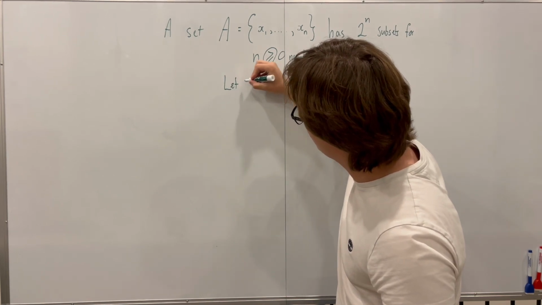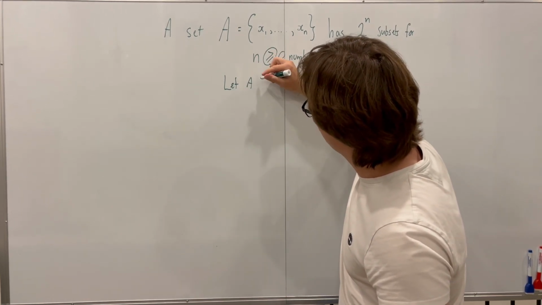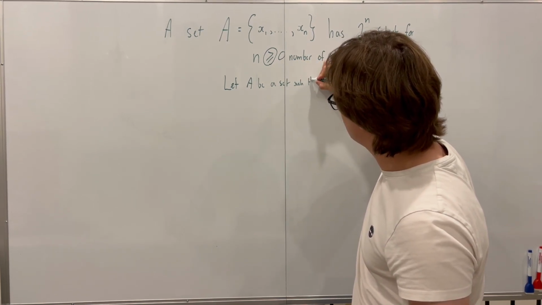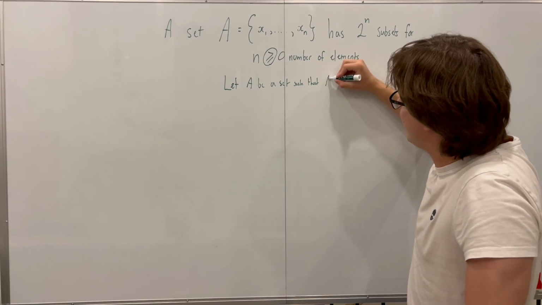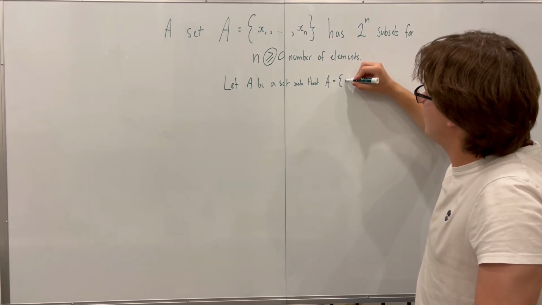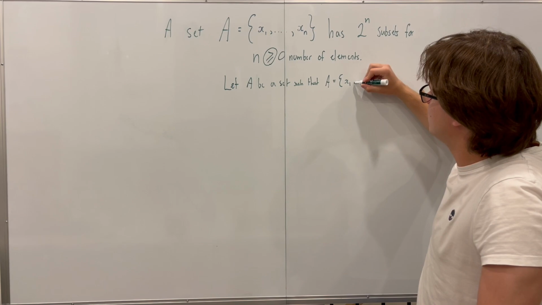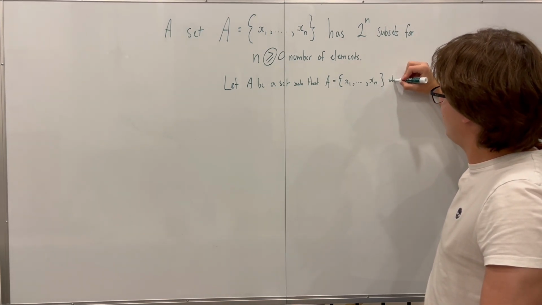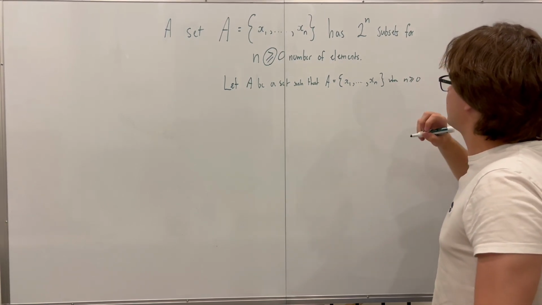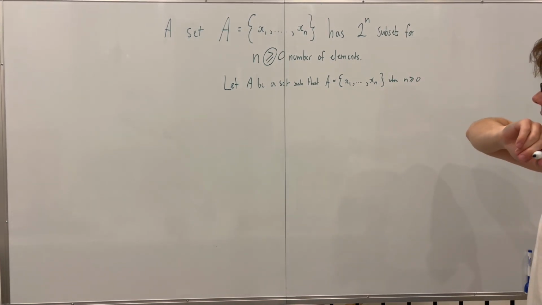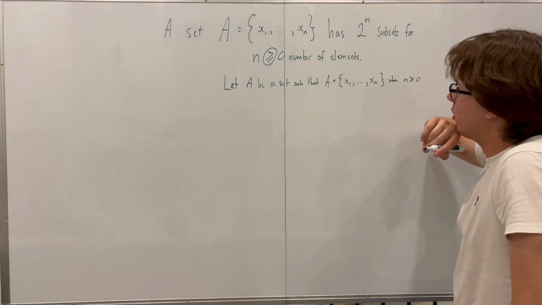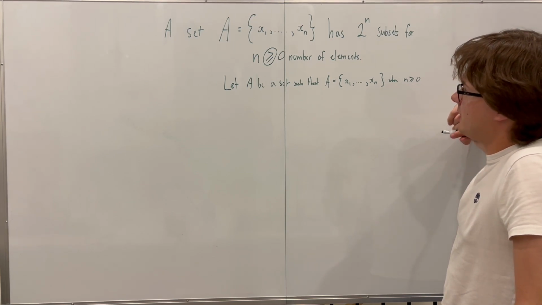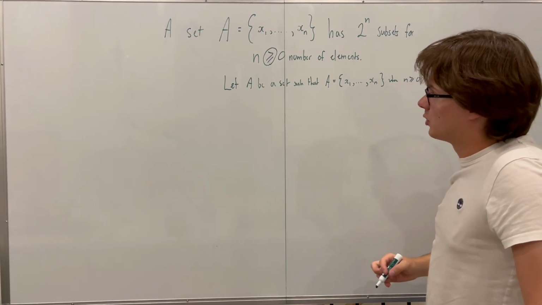We let A be a set such that A is equal to x1 ... xn, where n is greater than or equal to 0. Now, I don't know if this is the correct notation for the subset, because I'm not sure how you would write the empty set in this case, but it should be fine. So let's go ahead and try and prove the base case.